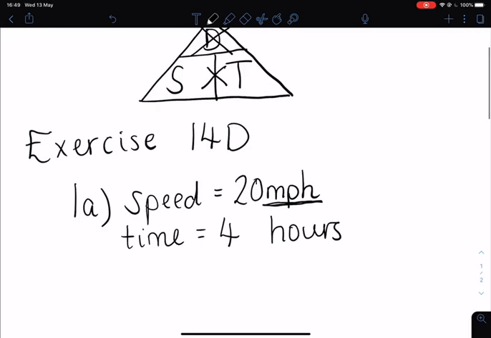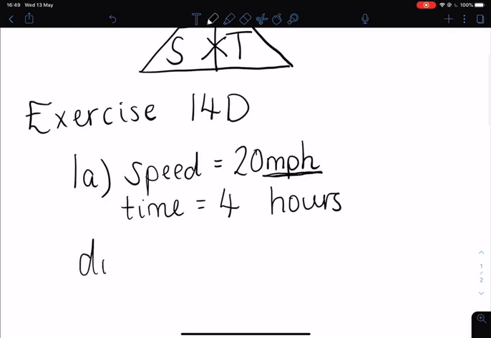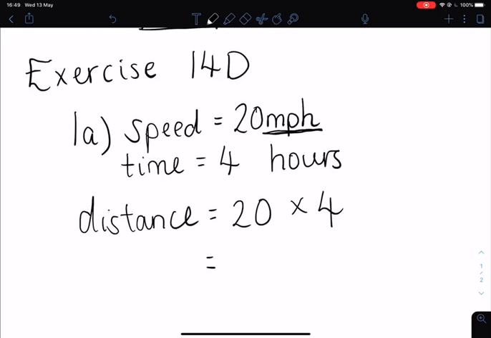So my distance is my speed, 20, multiplied by my time, which is 4. 20 times 4 is 80. And as we said before, we're measuring in miles per hour. So that means we're measuring our distance in miles. So in this case, our person travelled 80 miles in total.